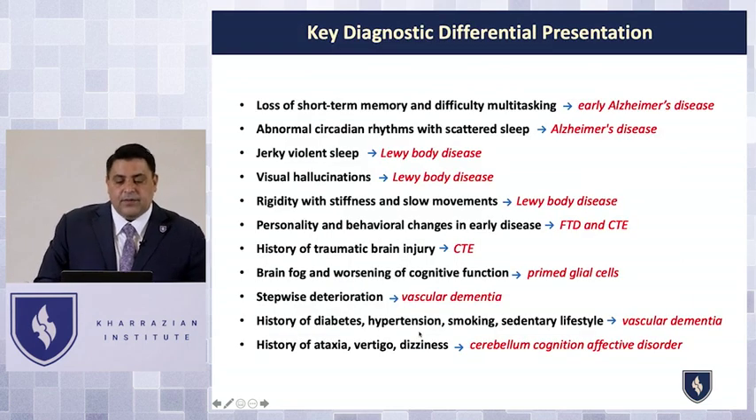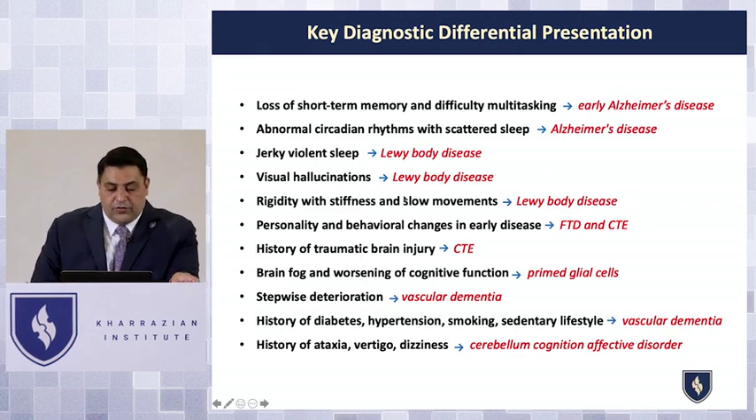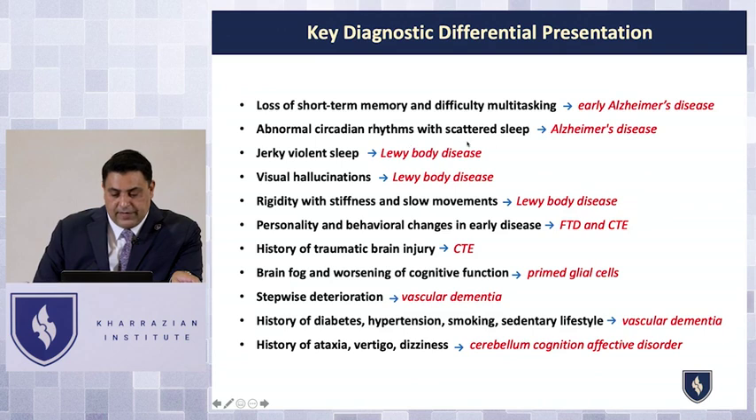The key diagnostic presentations were: short-term memory and difficulty multitasking, that's early Alzheimer's. Abnormal circadian rhythms with scattered sleep, that's Alzheimer's. Jerky, violent sleep, Lewy body disease. Visual hallucinations, Lewy body disease. Rigidity with stiffness and slow movements, Lewy body disease. Personality and behavioral changes in early disease, frontotemporal dementia. History of traumatic brain injury, chronic traumatic encephalopathy. Brain fog and worsening of cognitive functions as you prime glial cells, stepwise deterioration, vascular dementia. History of diabetes, hypertension, smoking, sedentary lifestyle, vascular dementia. History of ataxia and vertigo or dizziness, those are cerebellar cognitive affective disorders.